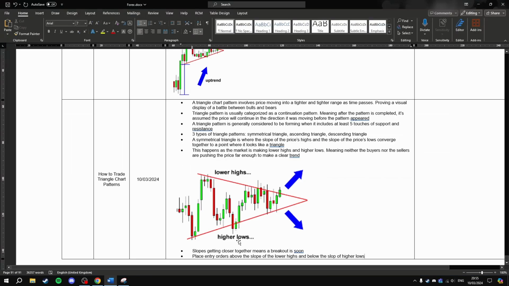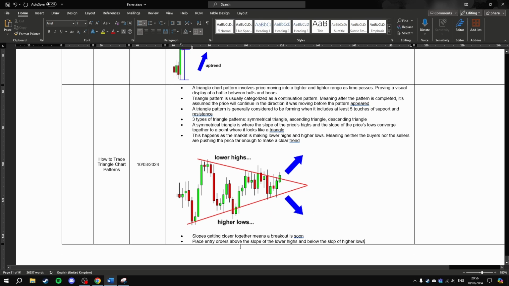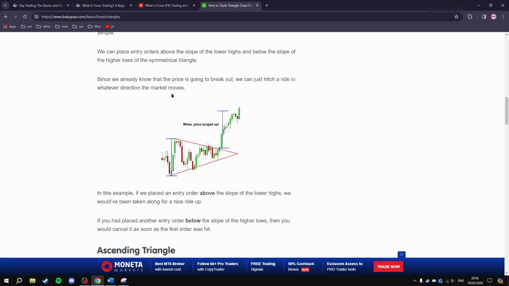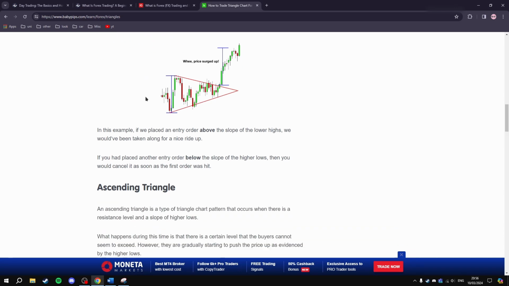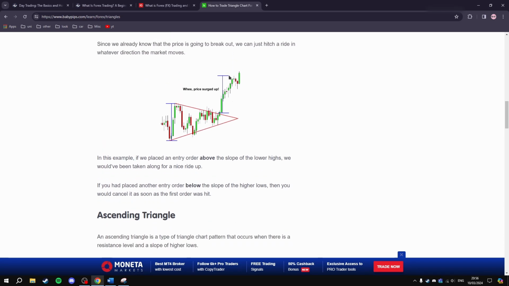So if you place an order above the lower highs, then you place a buy order or go long, and you'd sell if you're placing it below the higher lows, or go short, right? Since we already know that a price is going to break out, we can just hitch a ride in whatever direction the market moves. Whoa, price surges up.